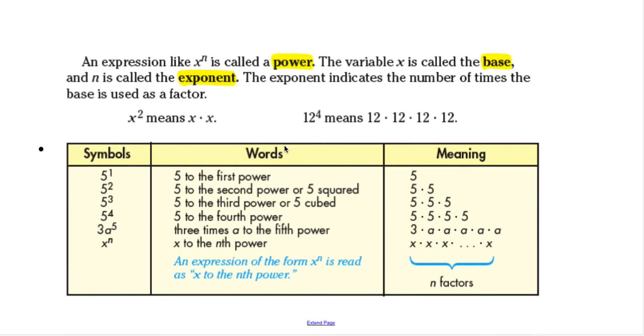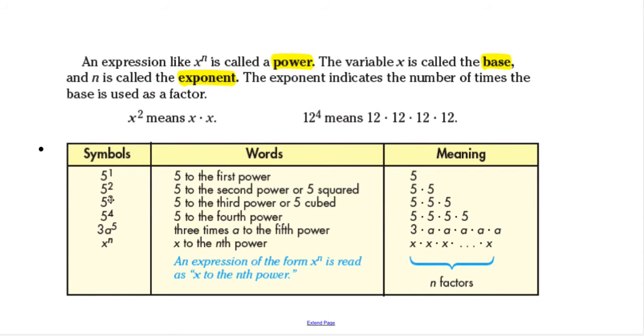So you read 5 raised to the first power as 5 to the first power, and that simply means 5. Okay, and a lot of times we don't put the 1 anymore because it is given as 5. 5 raised to the second is 5 to the second power, or 5 squared. Again, as a review, why is it called 5 squared? Because 5 times 5 forms an area of a square. That's why it's called 5 squared.